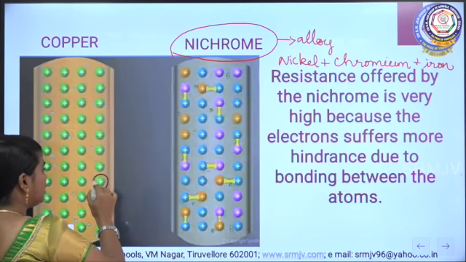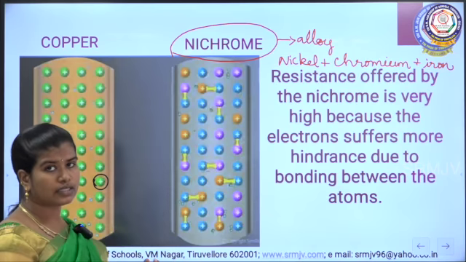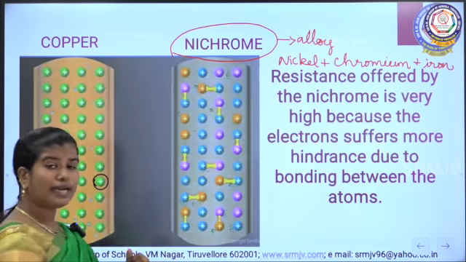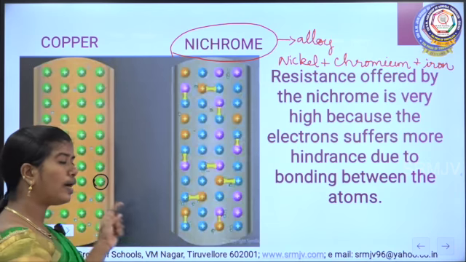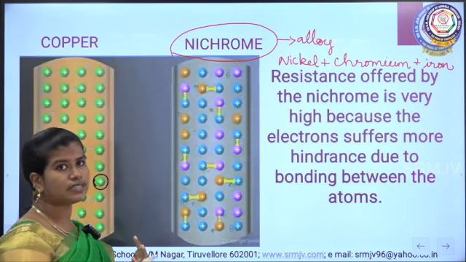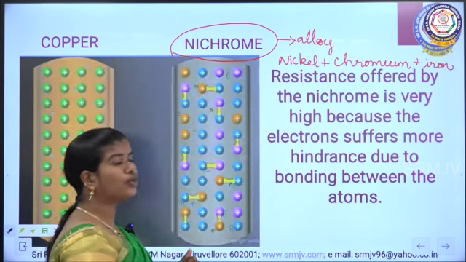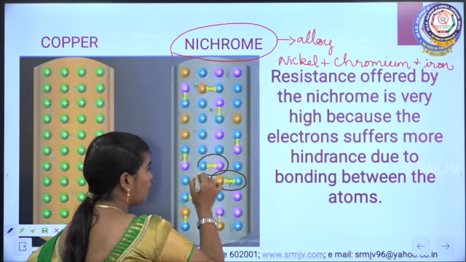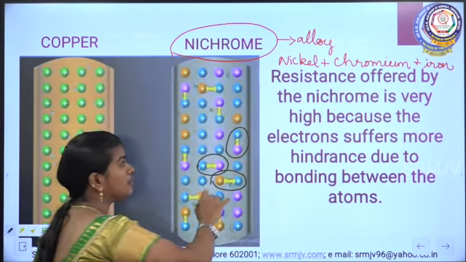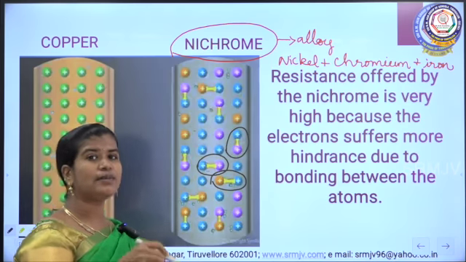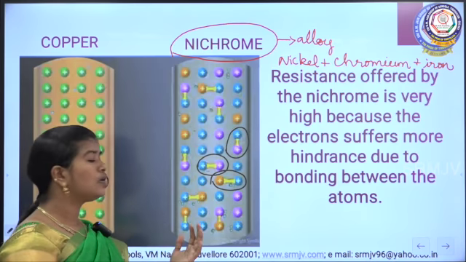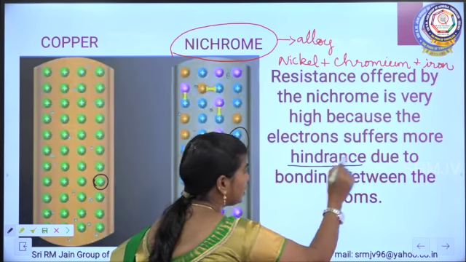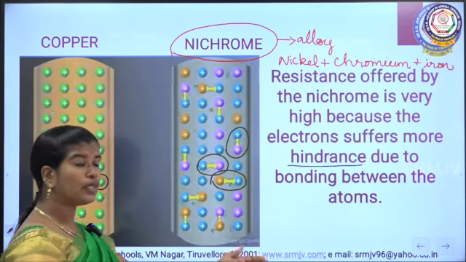The atoms will attract the electric charges. That means the atoms will attract the electrons. So, what happens? It produces resistance. But in the case of nichrome, the bonding between 2 different atoms is stronger. Due to that, the electrons face a problem moving. That means it suffers more hindrance due to the bonding between the atoms.